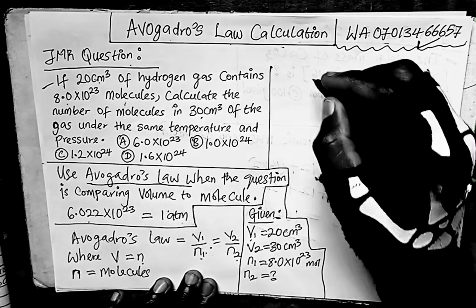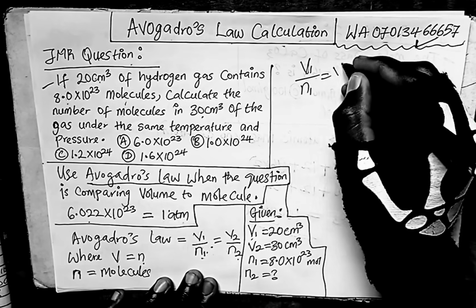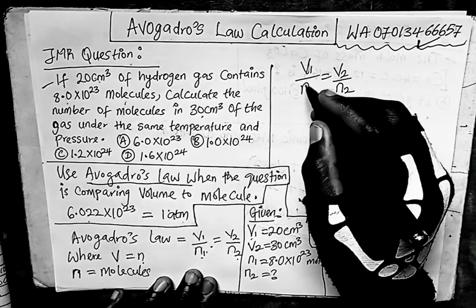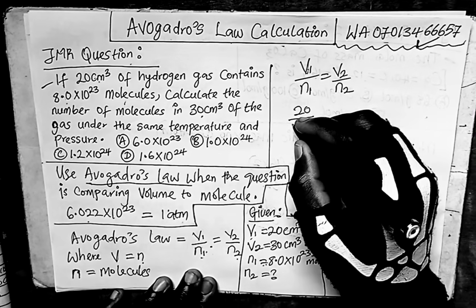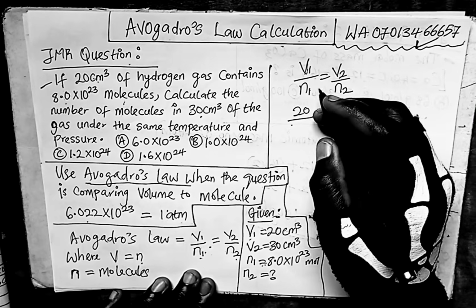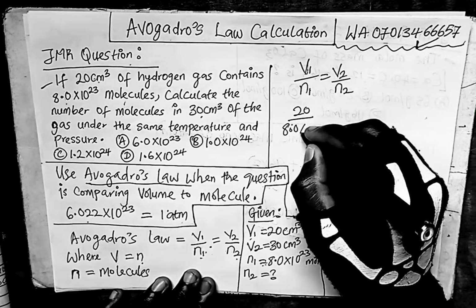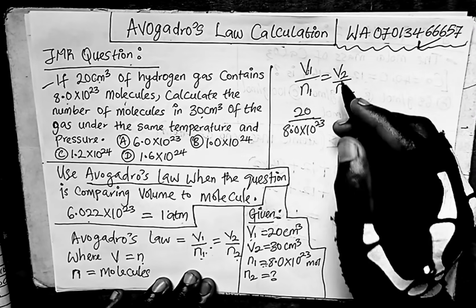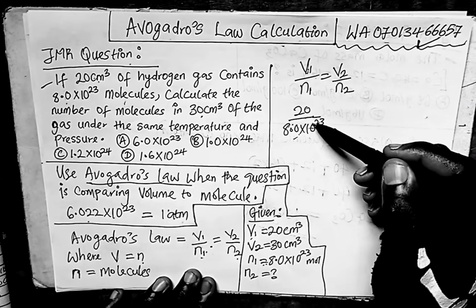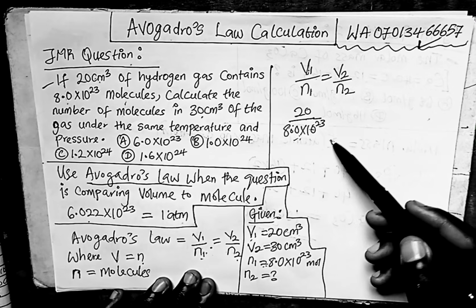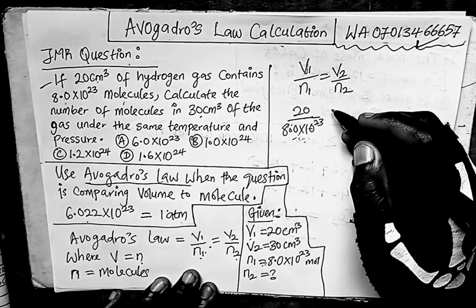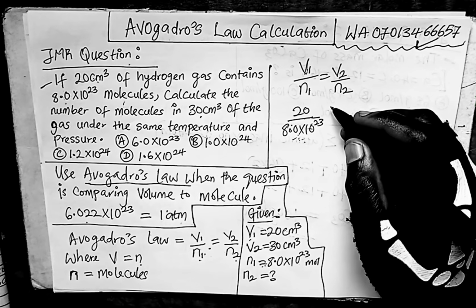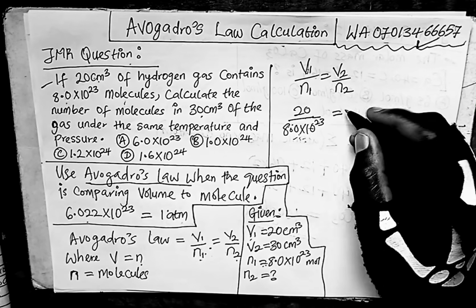So when we substitute into this formula, V1 over N1 equals V2 over N2, we have V1, which is 20, over N1, which is 8.0 times 10 raised to the power 23. I always advise that if they don't give you the options in this form, convert it back to decimal and solve easily, so that it may not cause you confusion. But if you are a good mathematician, you know how to use it like that. This equals V2, which is 30, over N2, which is what we want to define.